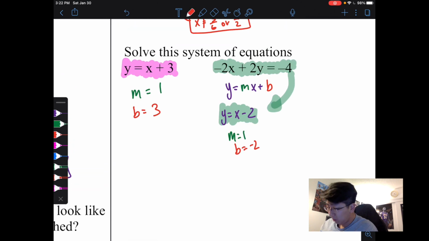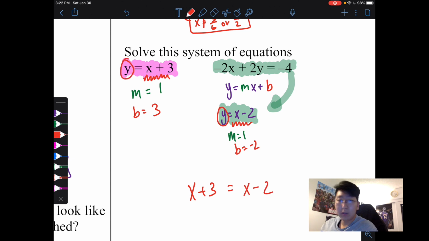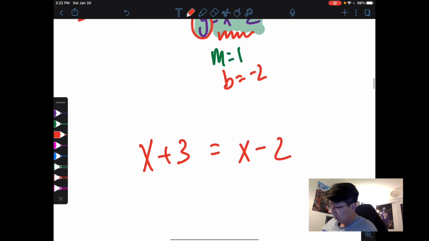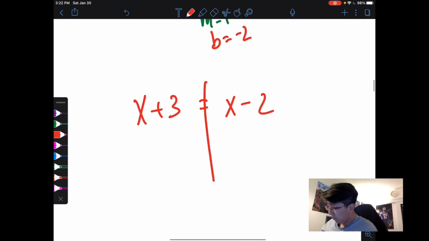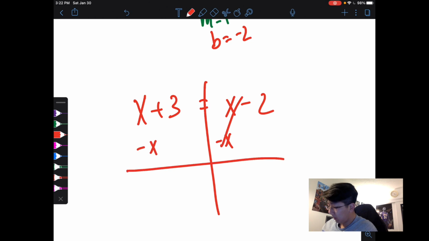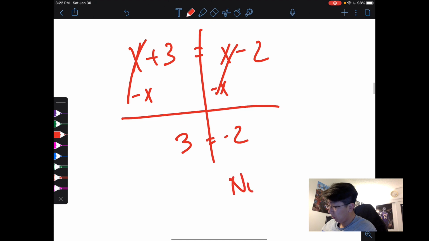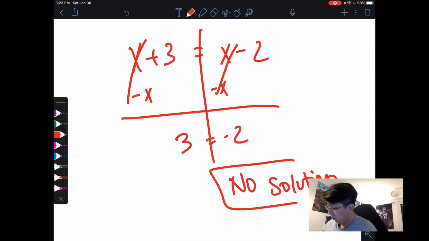Another way I'm going to show you is using the equal value method. So I'm going to go ahead and make these two equal. X plus 3 equals x minus 2, because the y's are equal values, right? We'll go ahead and make them equal, and you're going to see that we have no solution. We subtract x, and 3 equals negative 2. So here we have no solution.